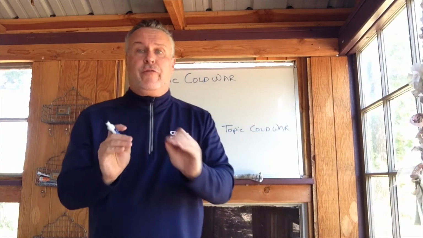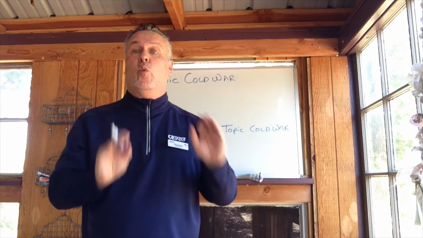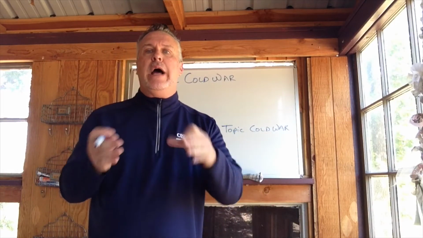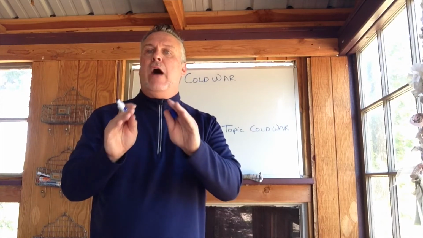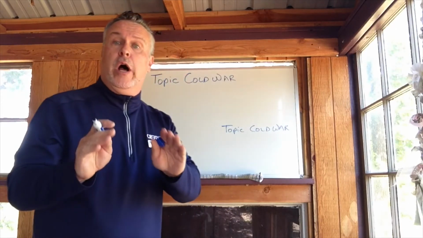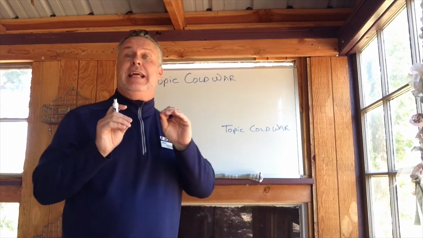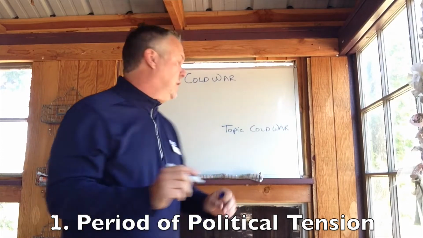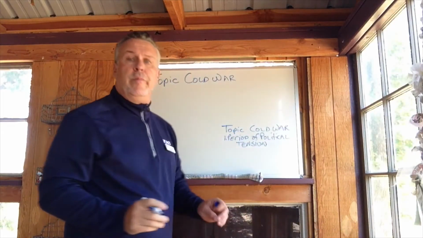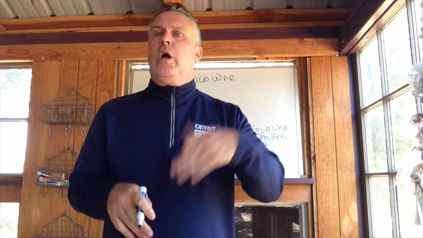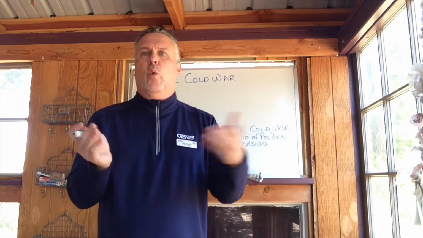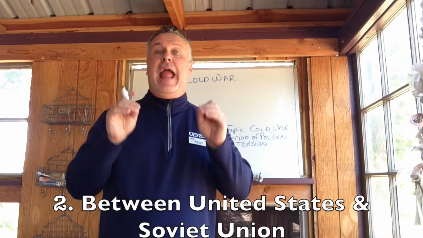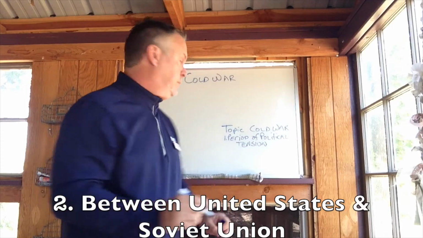Now, what we're going to first do is create a working definition under the topic section of exactly what a Cold War is. For number 1, we're going to say that the Cold War is a period of political tension. Now, for part 2, we need to figure out who the tension is between. So, we know that it's the United States and the Soviet Union.